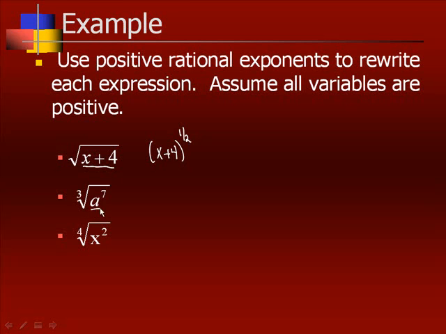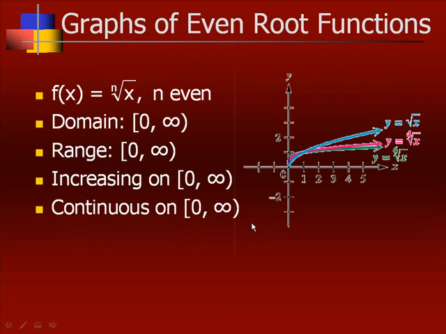The second one, the radicand is a to the 7th, so we do a to the 7th. The root is 3, so we're going to call that a to the 7 over 3. Now the fourth root of x squared, the radicand is x squared. And if you want to think about that as being to the 1/4 power, that would give us x to the 2/4 power, which would simplify as x to the 1/2.